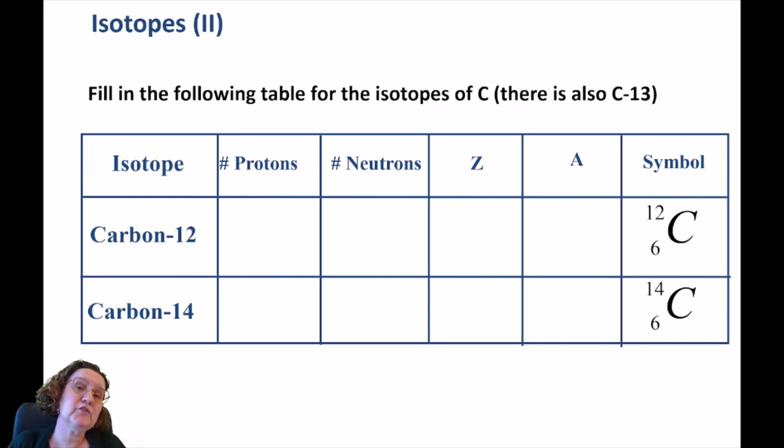So now I'm going to ask you to stop the video and just fill in this table for two of the most common isotopes of carbon, carbon 12 and carbon 14. There's another one, carbon 13, that is usually useful in chemistry. Stop the video now, please.